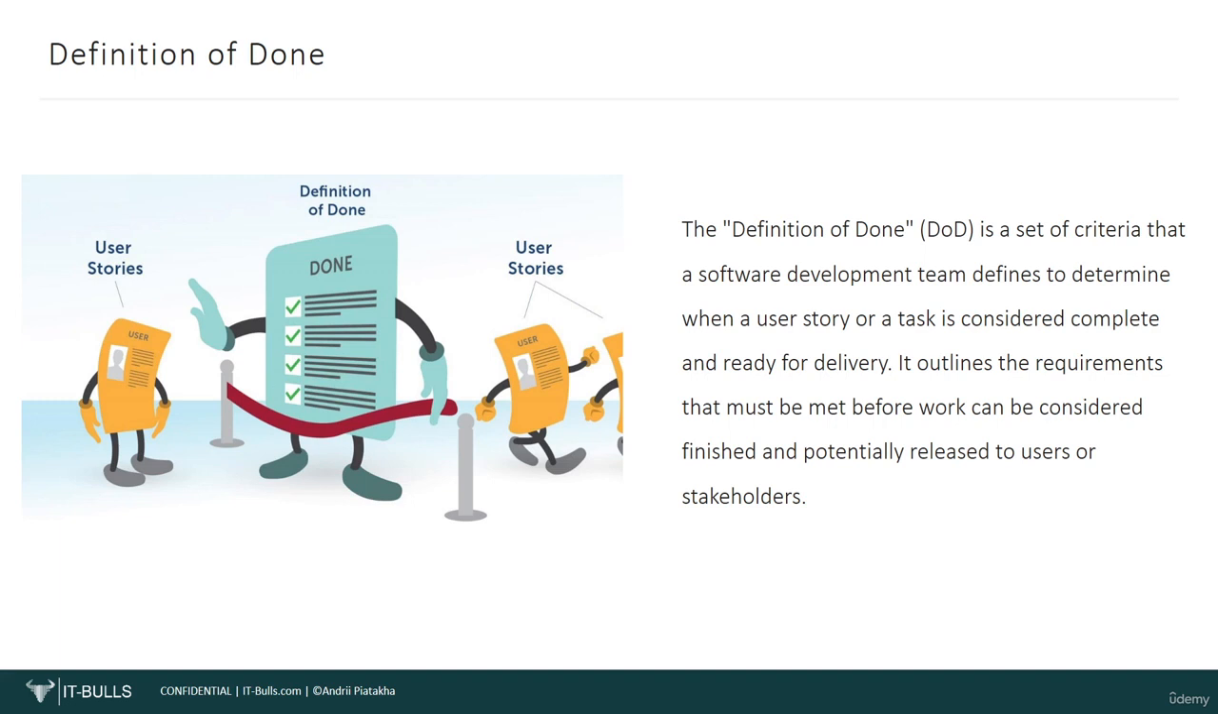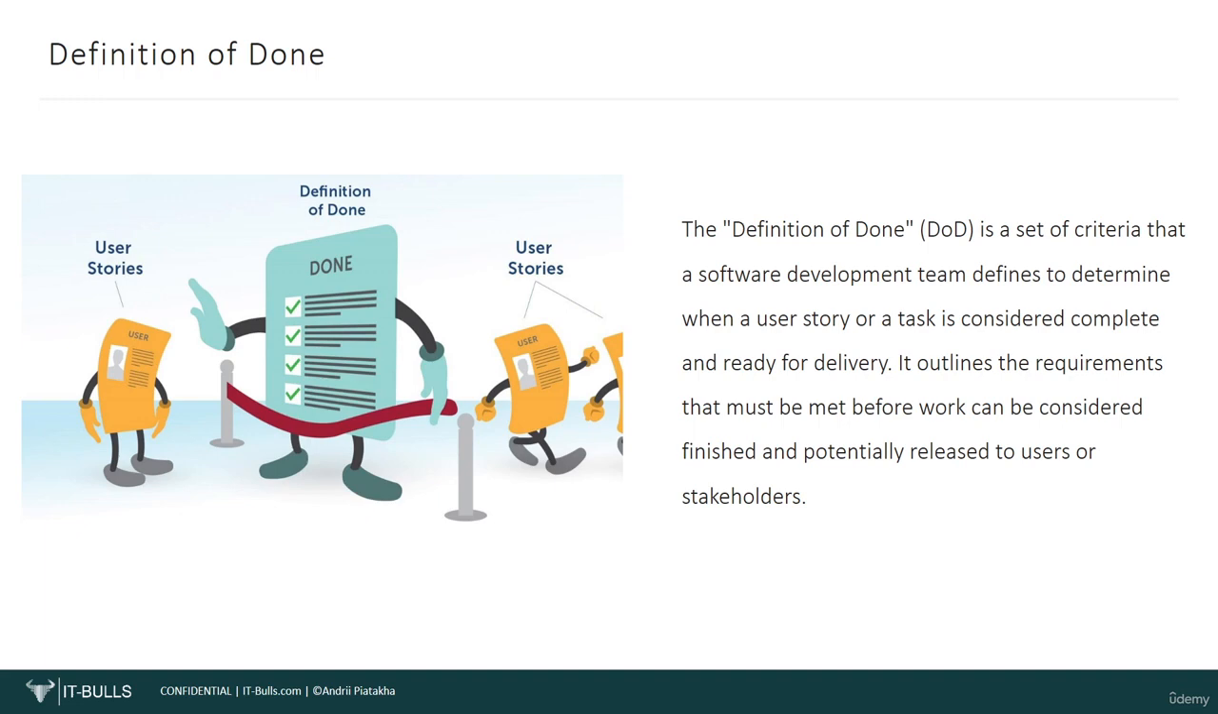It outlines the requirements that must be met before work can be considered finished and potentially released to users or stakeholders. For example, such requirements as accessibility, localization and internationalization, responsiveness. These will be common for most of the user stories for sure, and there will not be a need to repeat them in each user story. But you're the manager and you're the one to decide what to do, because you know the people you work with better than me. Probably for your team, it will be easier to have this description in each user story.